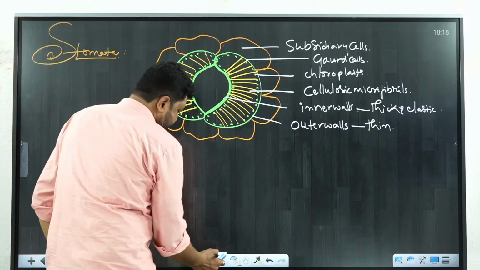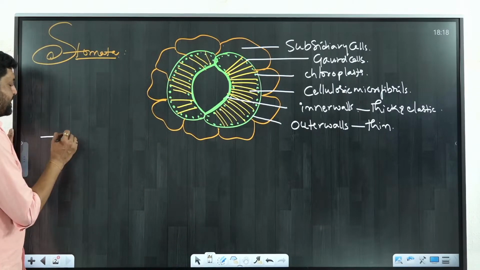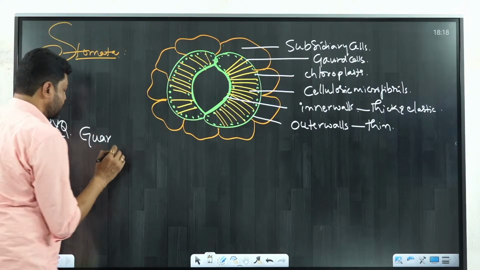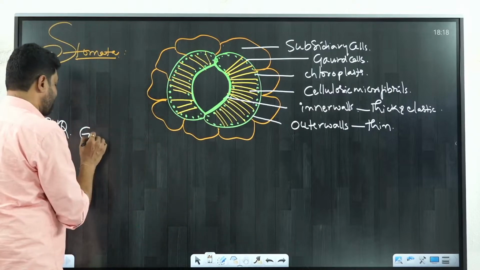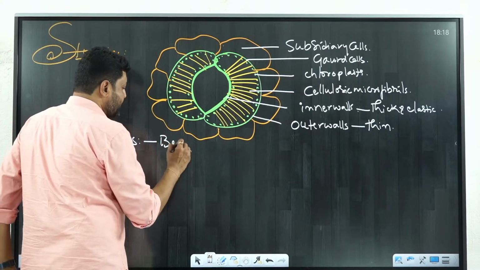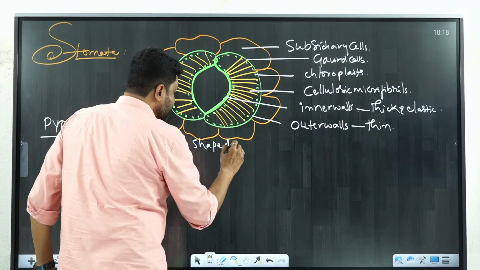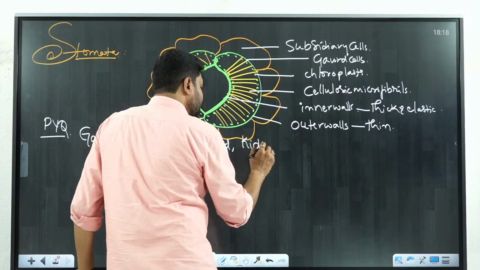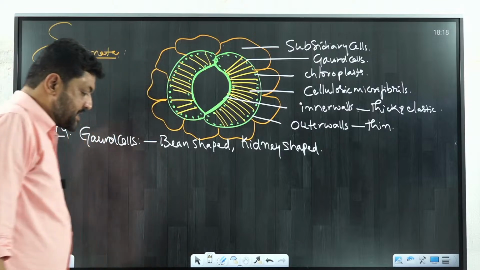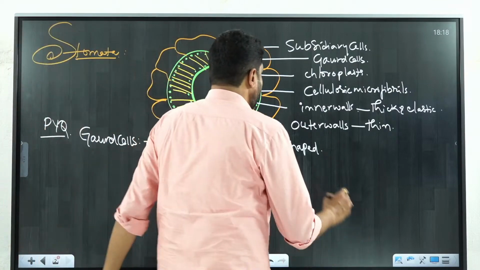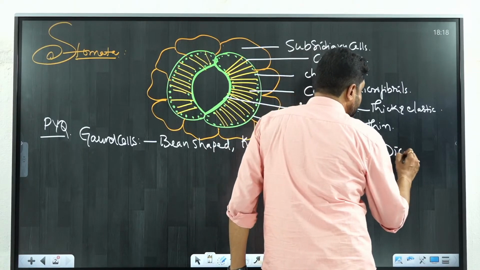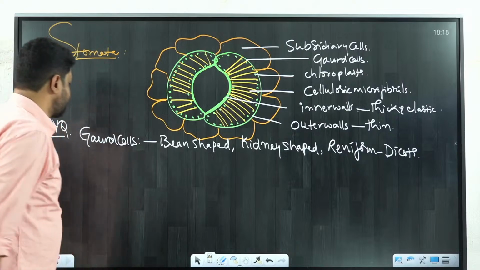Now let us come to the guard cells. This is a PYQ, previous year question. Guard cells are bean shaped, or it is called kidney shaped. You might know the study of kidneys is called renology, and it is called reniform in dicots.